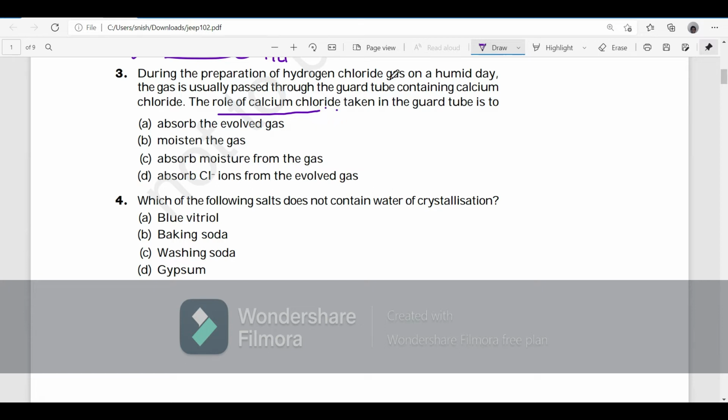The setup is to show that the litmus paper changes its color only when it reacts to the ions, whether it's H plus or OH minus ions, and not to an acid like HCl or to a base like NaOH, right? It should be in an aqueous solution for the litmus paper to respond. So the role of calcium chloride here is to absorb all the moisture, and to make sure that there is no moisture in the test tube or in the setup. Okay, so it's the third option, absorbs moisture from the gas.